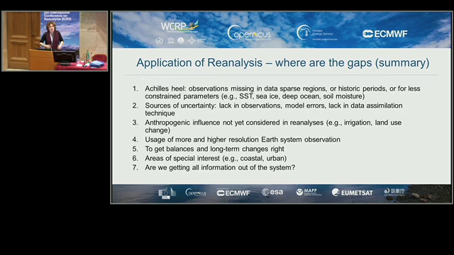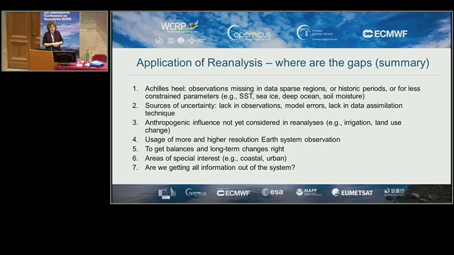Right. So where are the gaps? This is also thrown in as a stimulus for discussion. One of the Achilles heels, we can discuss whether it's the Achilles heel, is observations missing in data sparse regions, or observations missing in historic periods where you had little data, or observations missing for less constrained parameters. So we agreed that sea surface temperature is to be paid attention to, at least also the sea ice, the deep ocean and the soil moisture. But probably you want to skip in and lengthen the list.